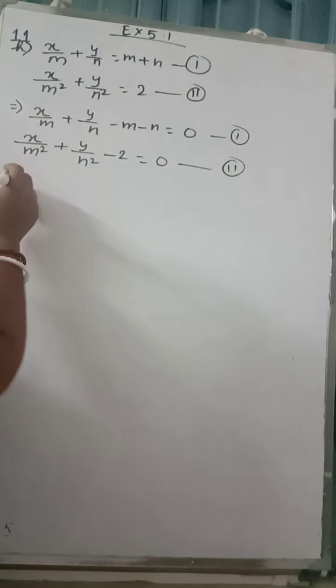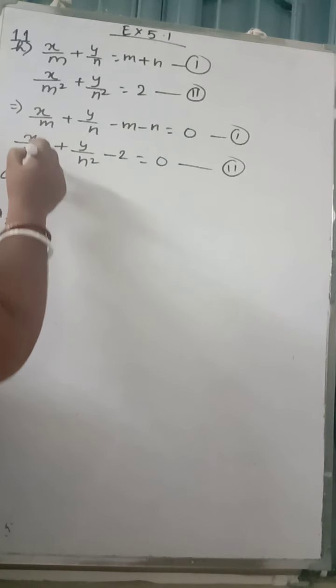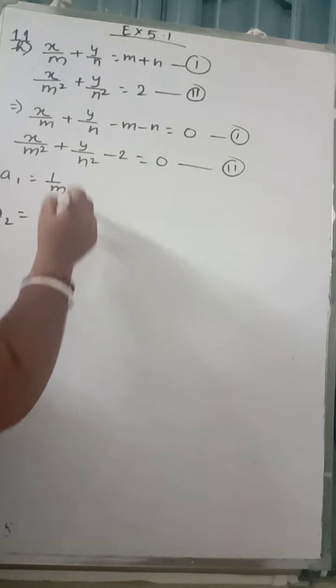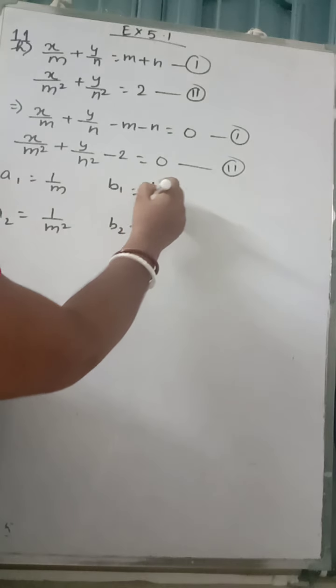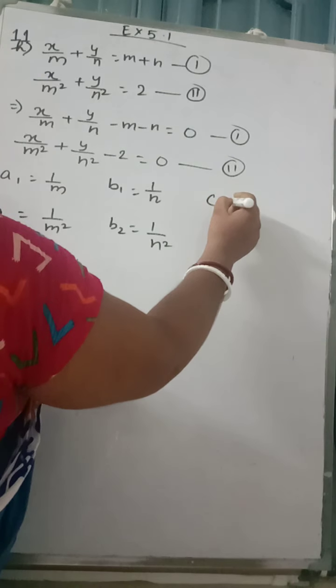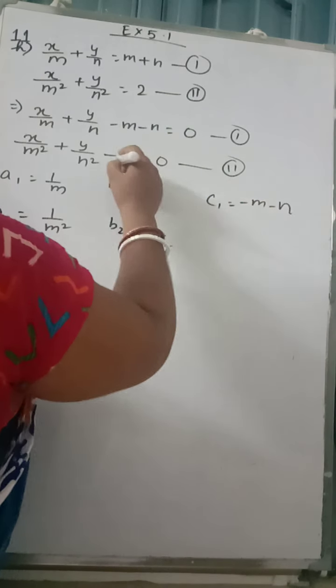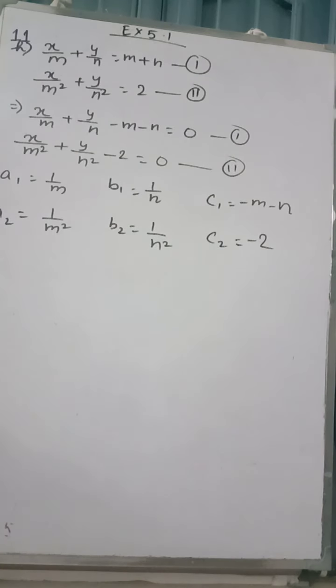This is number 2. So a1, a2: a1 we have got 1 by m, a2 we have got 1 by m square. b1, b2: b1 we have got 1 by n, and b2 1 by n square. c1 we have minus m minus n, and c2 we have minus 2. Now according to the process, we have to use the cross multiplication method.